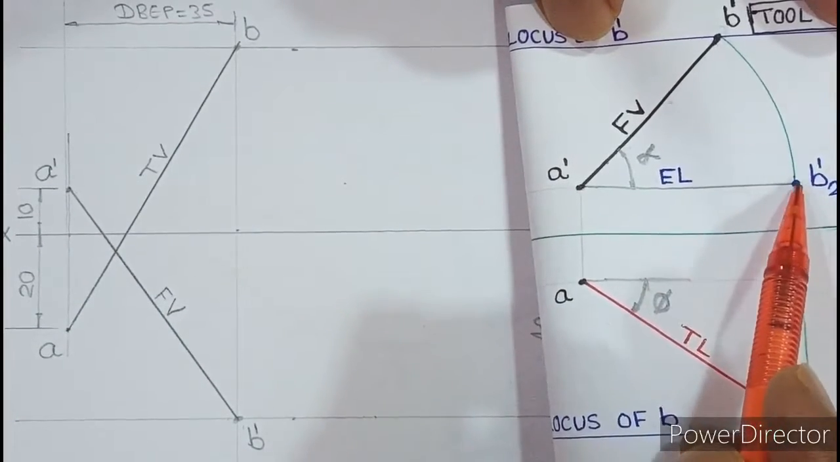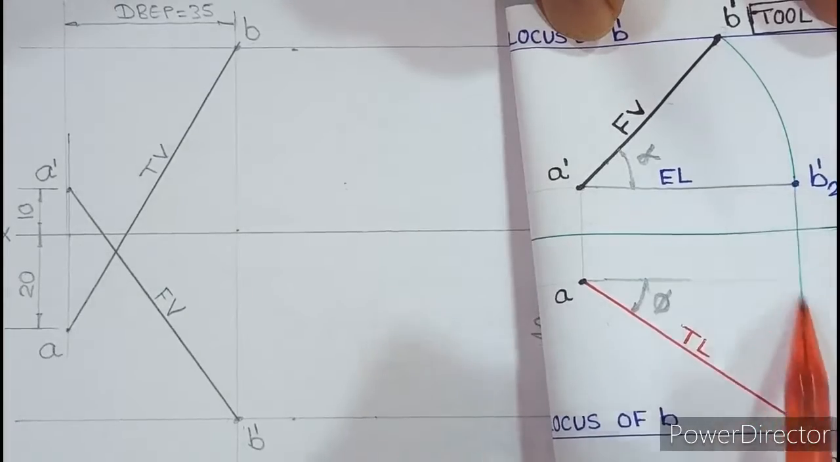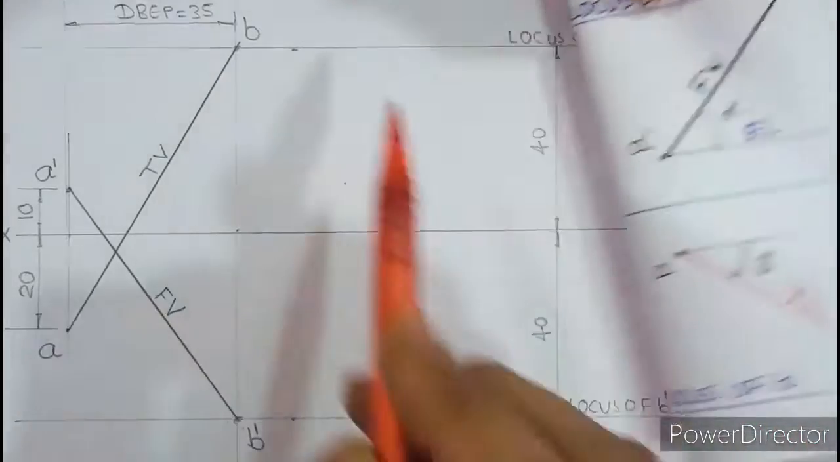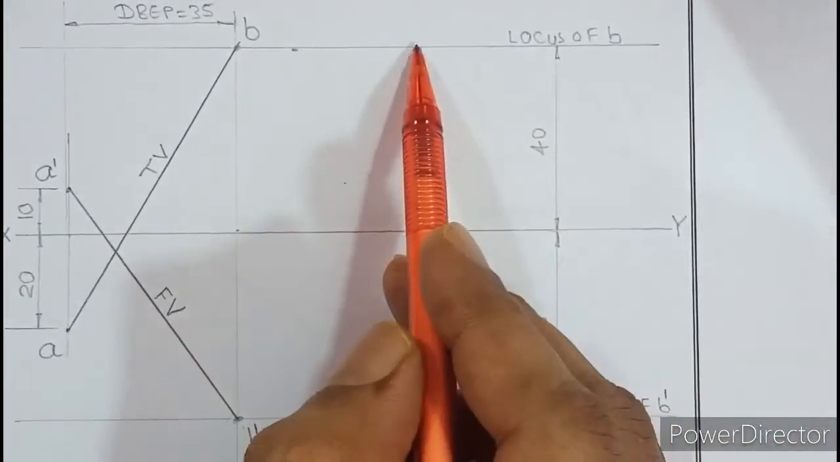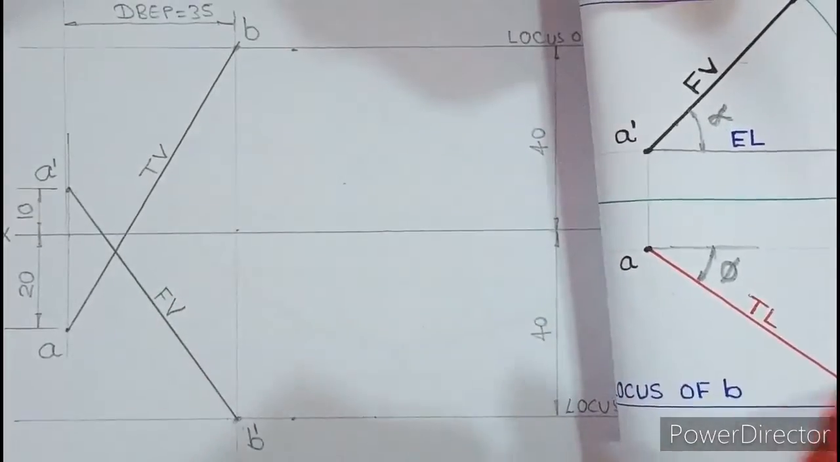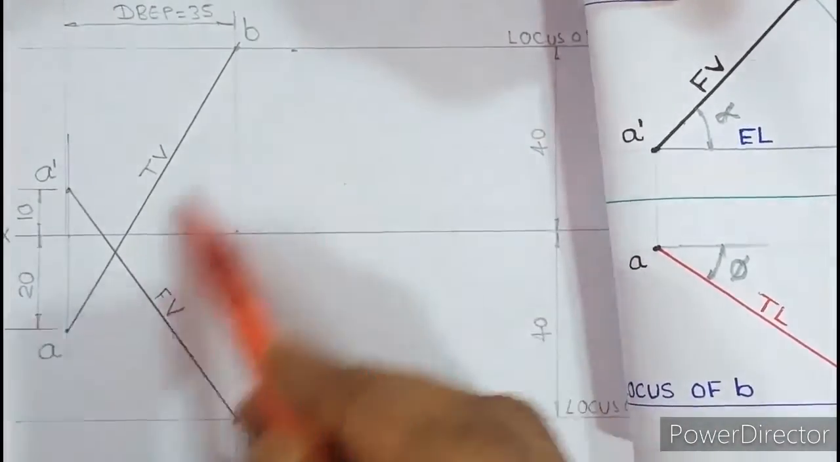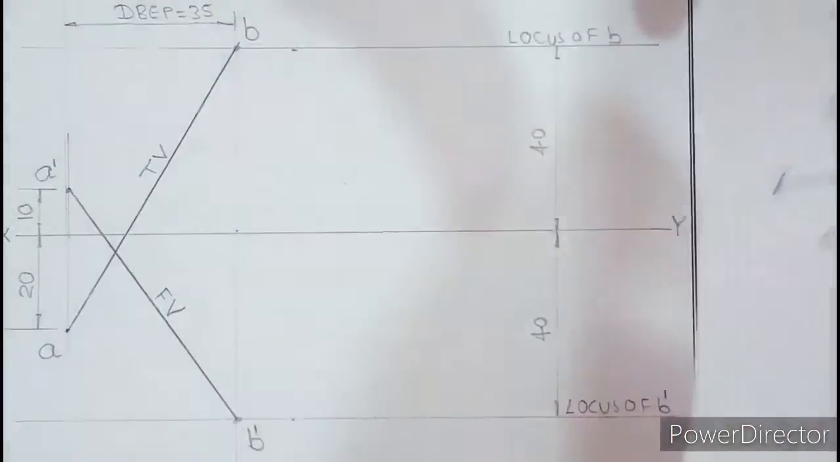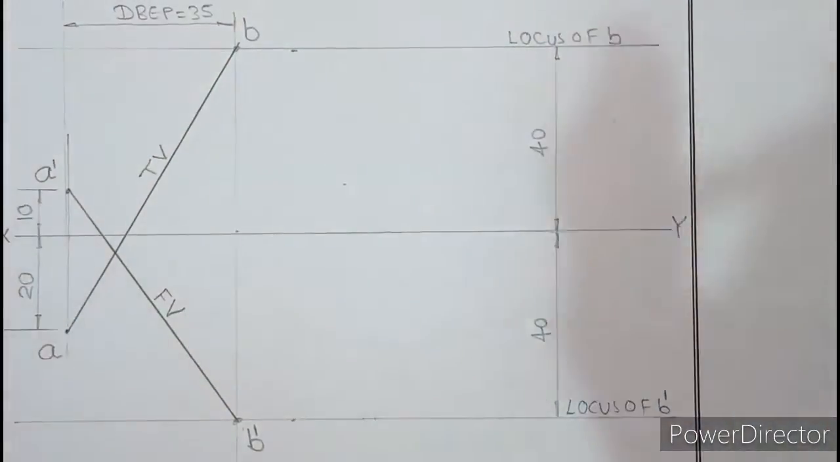Now don't say that project b2 dash down. You should say project b2 dash to cut the locus of b. Here locus of b is above. So project it above. You will get b2. b2 should be joined with a. So a is here. Join b2 with a. So operate any one of the tools and complete the answer.